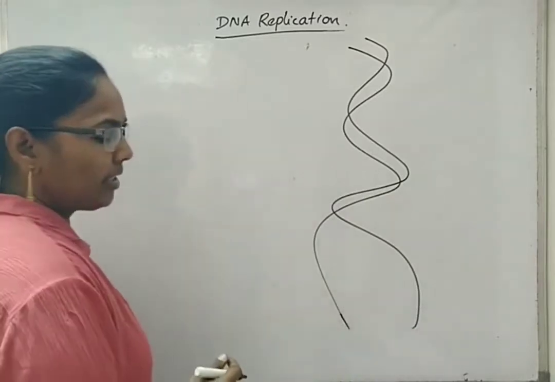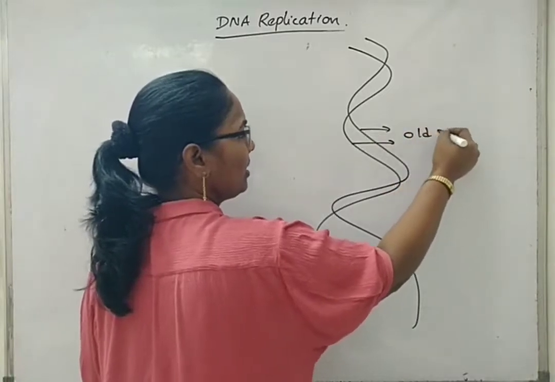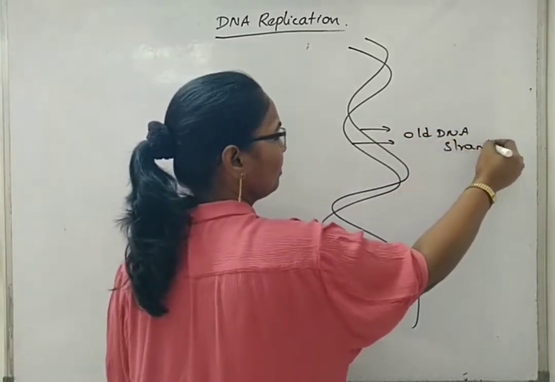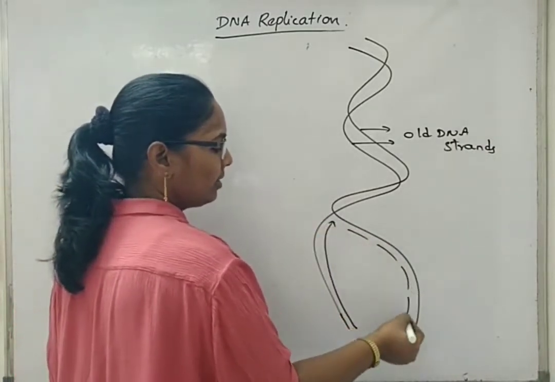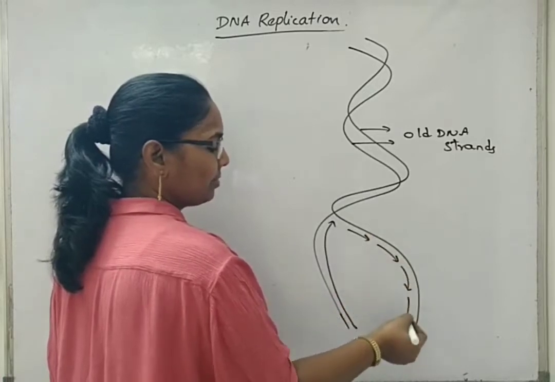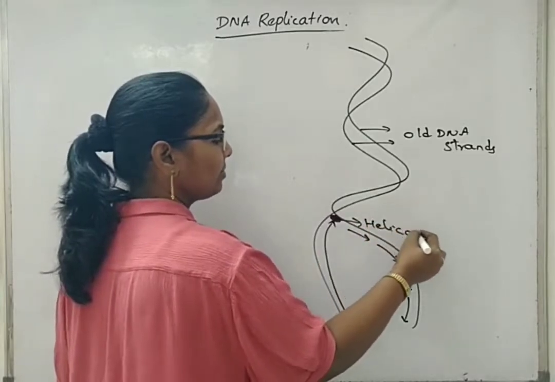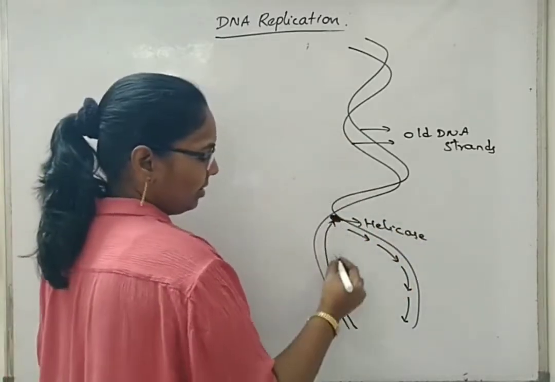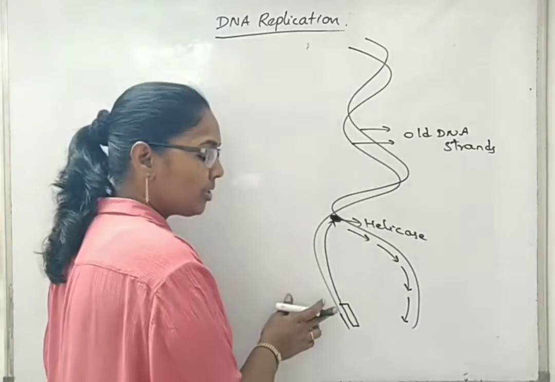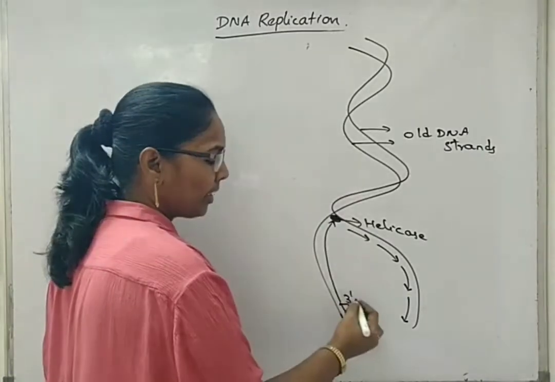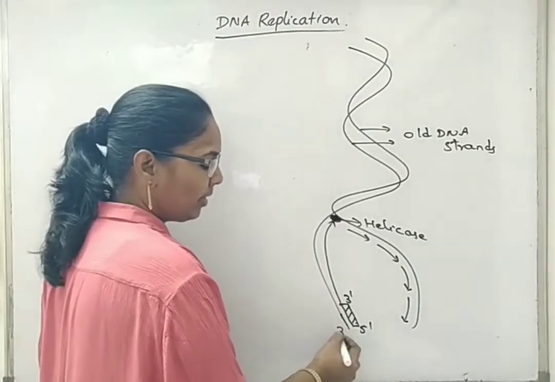If this is the new strand that is formed, this one and this one are considered as old DNA strands, and one strand will be continuously formed and another strand will be formed in pieces. So here will be the area where helicase will be binded. Now, here must be the RNA primer. RNA primer attaches new DNA strands on its 3' end. It means the opposite end has to be 5', then the complementary strand should be having 3' direction.